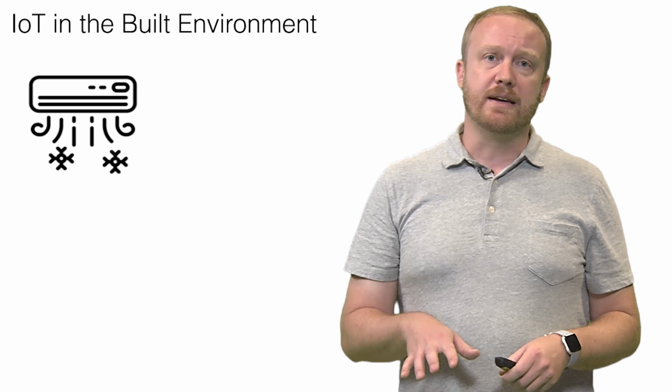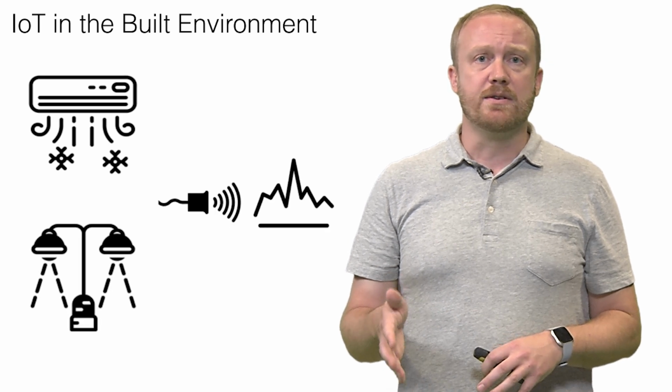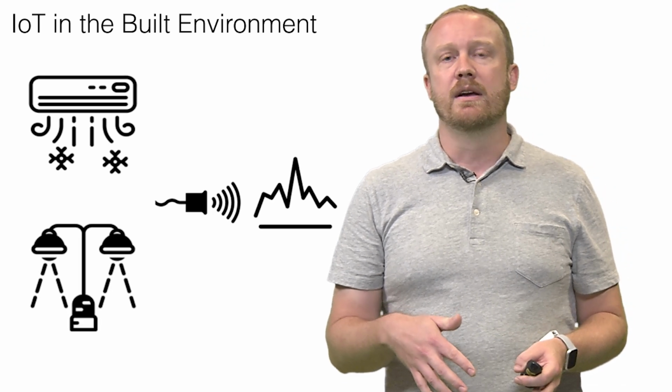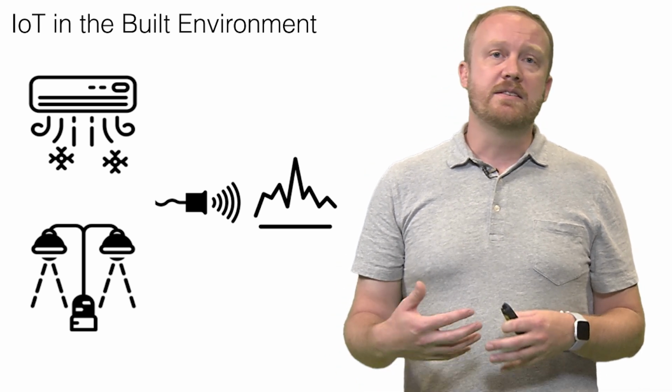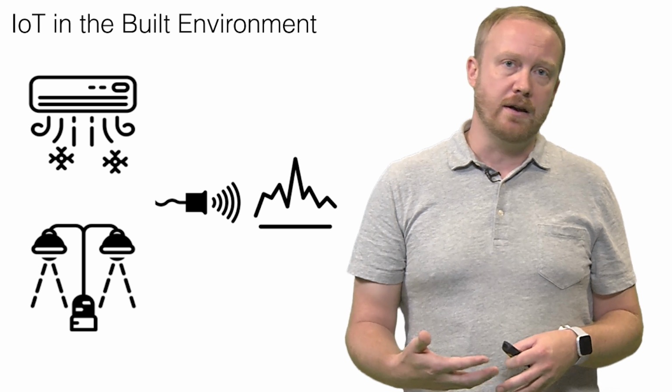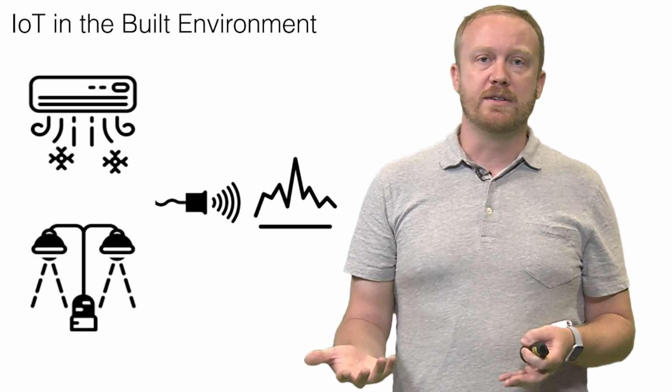Some building systems, like air conditioning and lighting, have a lot of sensors that are used to control their operation. They're usually part of something called the Building Management System, or BMS. These systems are a type of Internet of Things technology, and they create what's called time series data.